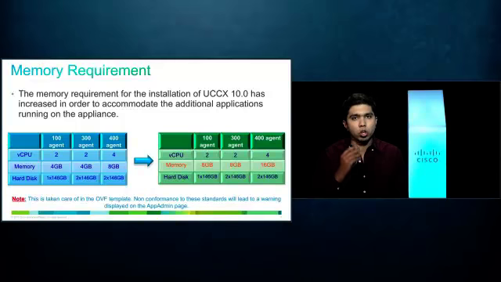Now, if you are installing UCCX 10.0 and you use the Cisco OVF template available on cisco.com, you will be able to get this requirement sorted out automatically, because that will take care of all your requirements, including the memory, the number of CPUs, etc. But in case you are upgrading from 9.0 or 8.5, you will have to ensure that you add the additional memory when you come to 10.0.